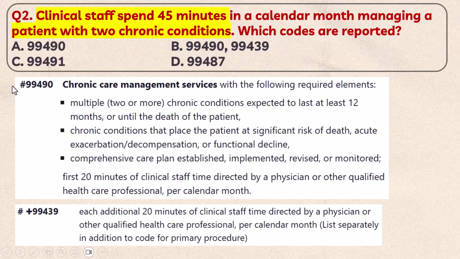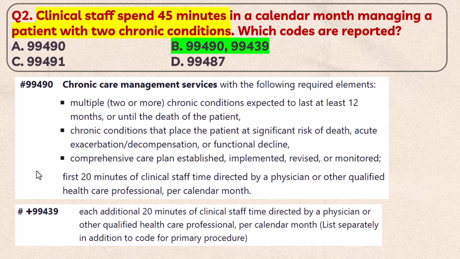So once you go to the code directly, 99490 is chronic care management services with the following required elements. Multiple, 2 or more chronic conditions. In our case, 2 chronic conditions. Expected to last at least 12 months or until the death of the patient. First 20 minutes of clinical staff time directed by the physician or other qualified healthcare professional per calendar month. So for the first 20 minutes you have to use this code, but in our case it is 45 minutes. So each additional 20 minutes of clinical staff time directed by the physician, you can use the add-on code. So the correct answer will be answer B.